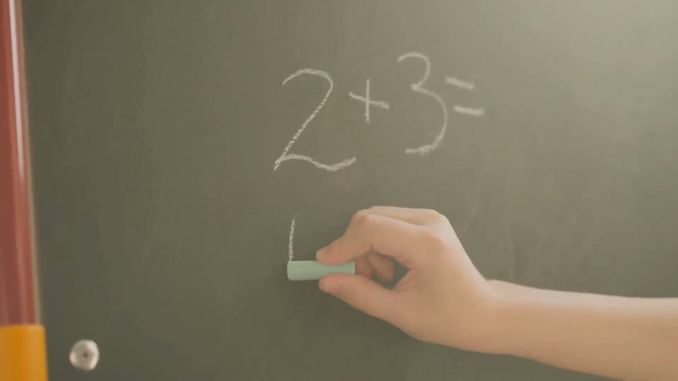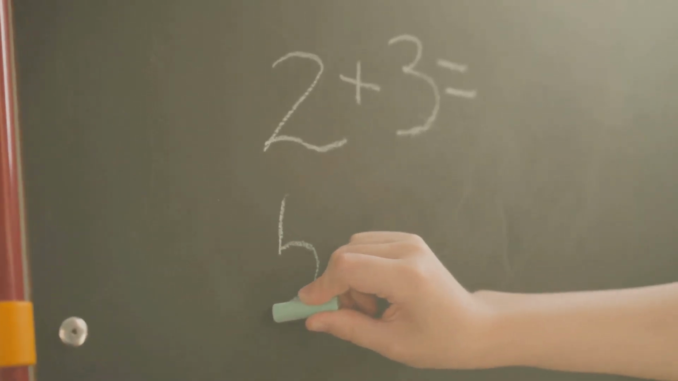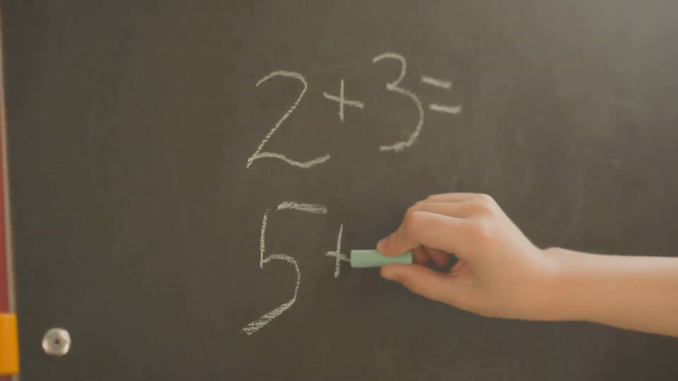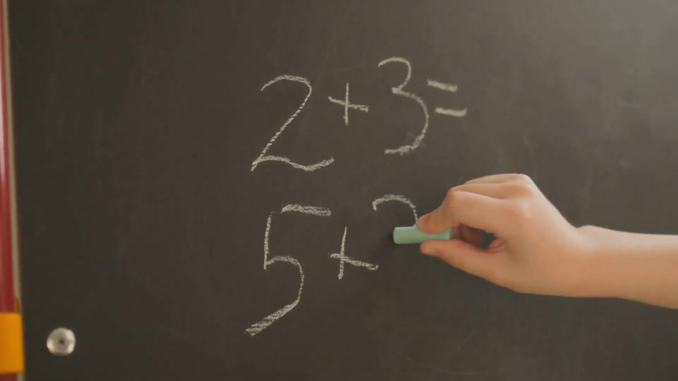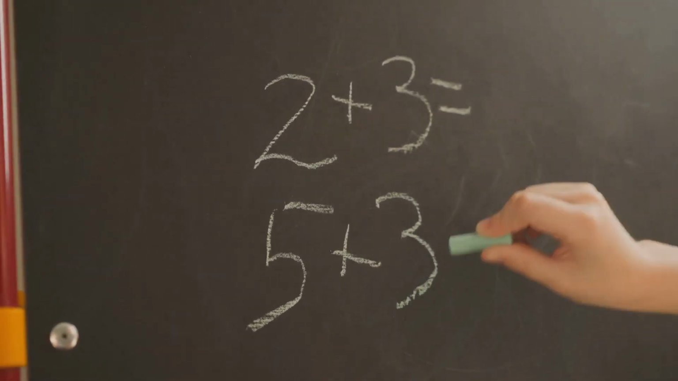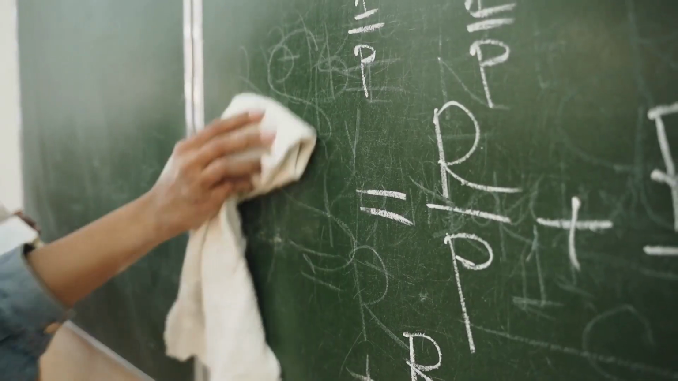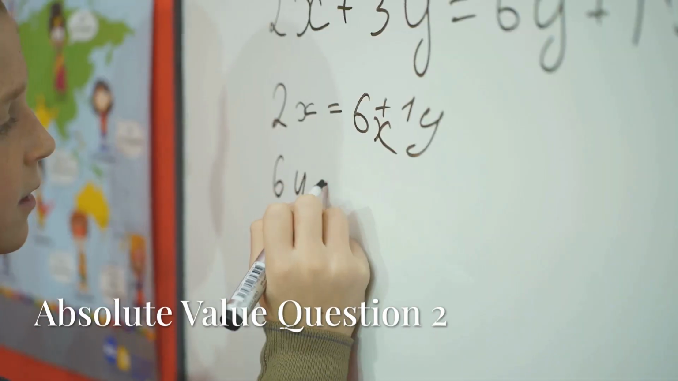To verify, we can substitute x equals 11 back into the original equation. The square root of 2 times 11 plus 3 equals the square root of 22 plus 3 equals the square root of 25 equals 5. Since both sides are equal, our solution is confirmed. Therefore the value of x is 11.